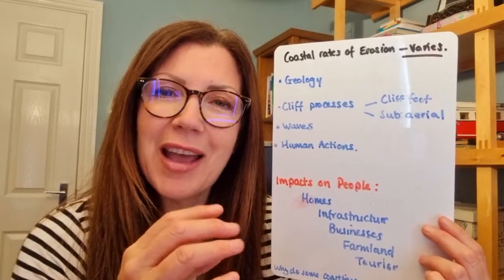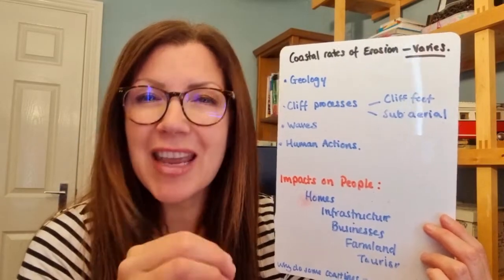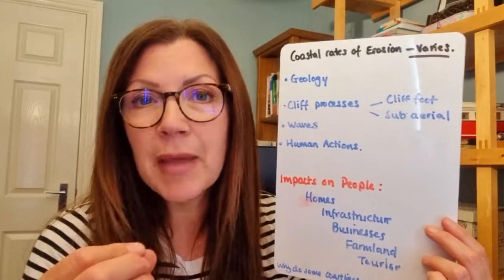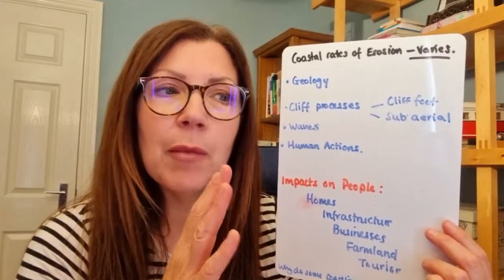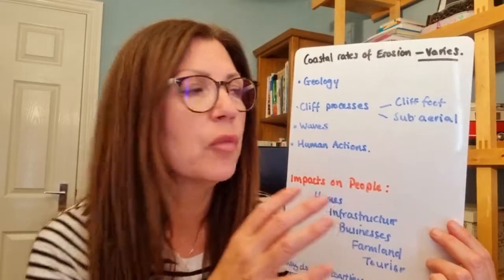In the west of the UK, we have much harder geology, so we have igneous rock and some harder sedimentary rocks, so they will erode at much lower rates. So the amount of erosion that people see there is much, much lower.